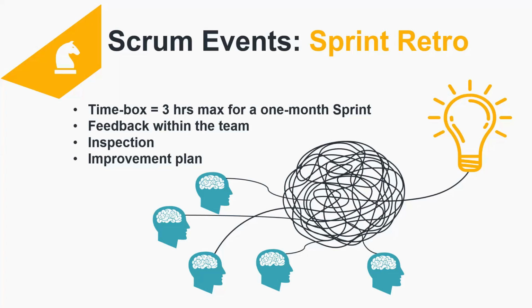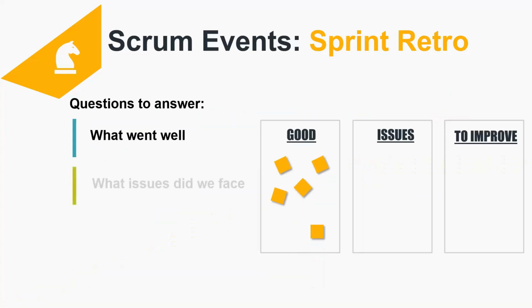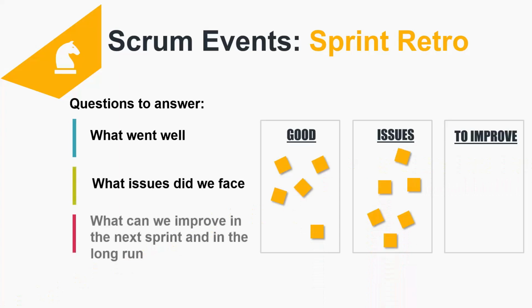Everyone there is not to criticize each other, but to improve and contribute ideas on how to make the team more successful. To get the discussion going, the team can answer the following questions. What went well? What issues did we face? And what can we improve in the next sprint or in the long run? Usually I talk about the good things at the end, so the meeting can be finished on a positive note.